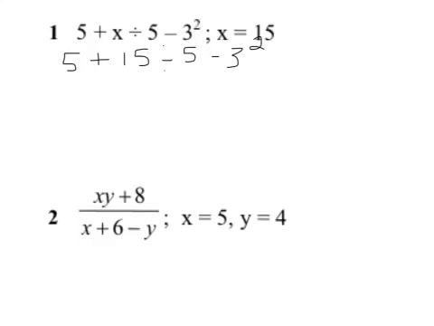Okay, we're going to follow the order of operations. No parentheses, so we move on to exponents. I see 3 squared, so we'll rewrite everything else. 5 plus 15 divided by 5 minus, and then 3 squared is 9. We then move on to multiplication or division. I see division.